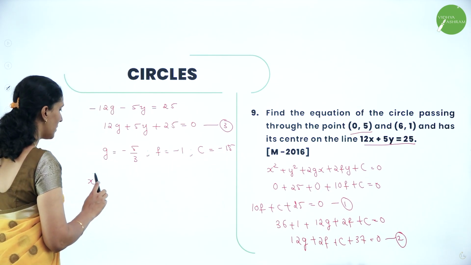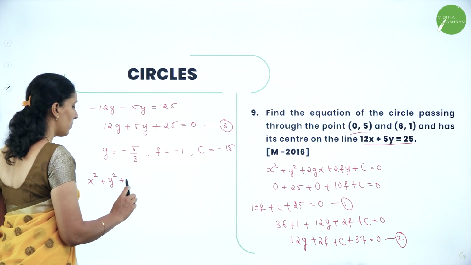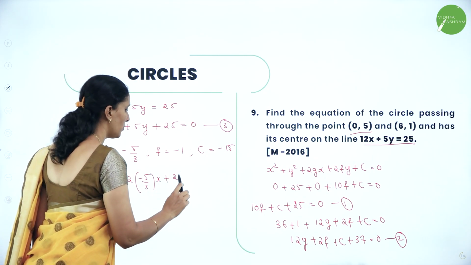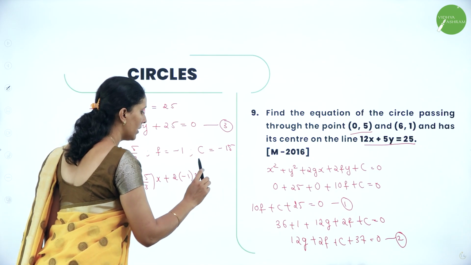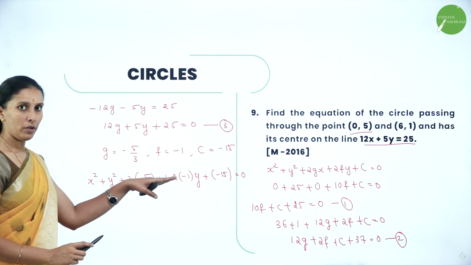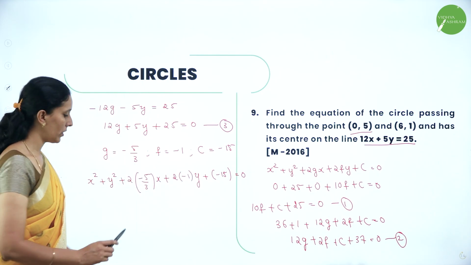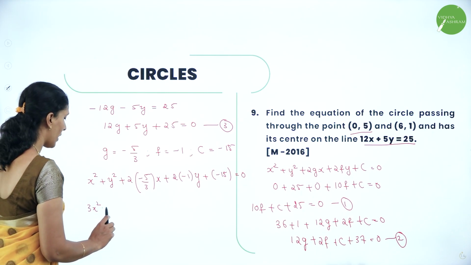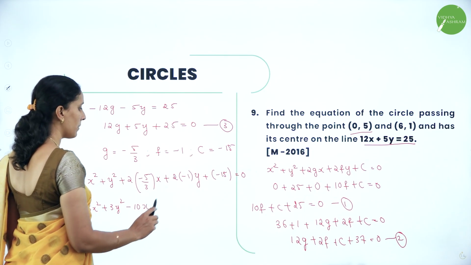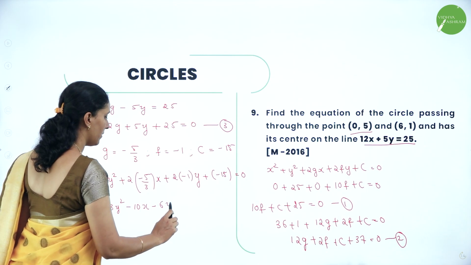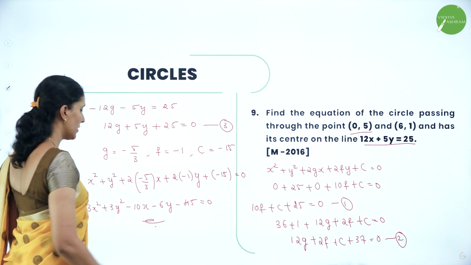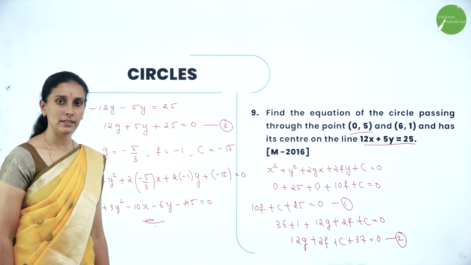So then the equation becomes x square plus y square plus 2g, that is minus 5 by 3x plus 2fy plus c is equal to 0. If you want to remove the fraction here, multiply 3 to the whole equation. So we will get this as 3x square plus 3y square minus 10x. So 3 multiplying means minus 6y minus 45 is equal to 0. So this is the standard equation of the required circle.